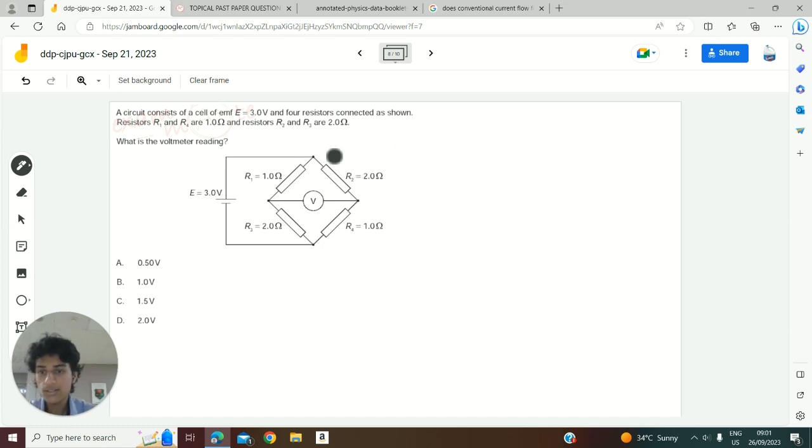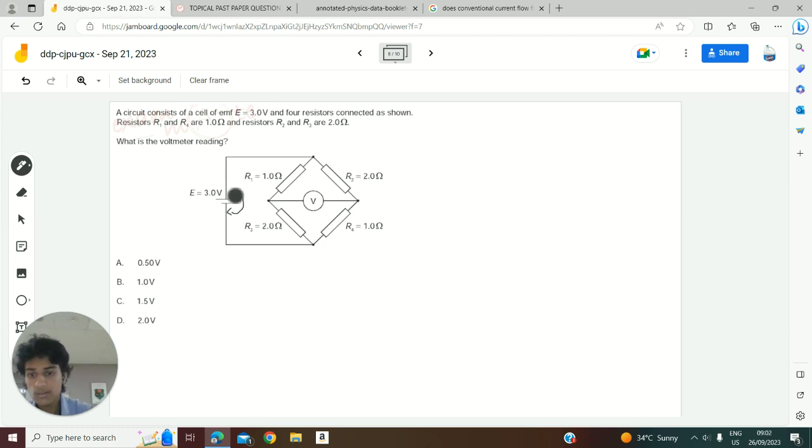Next question. A circuit consists of cell EMF E equals 3 volts and 4 resistors connected as shown. Resistors 1 and 4 are 1 ohm, and the resistors R2 and R3 are 2 ohms. What is the voltmeter reading? Okay, so we know the EMF is 3 volts. So let's say we take a loop this way. So at the end, 3 volts have to decrease. So at the end over here, 3 volts have to be used up.